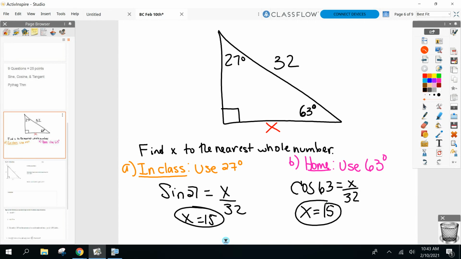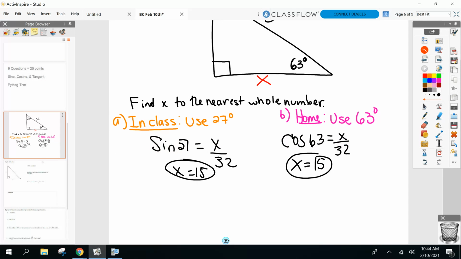Whoa. Hold on. Wait a second. We all got the same answer. People in class used sine, people at home used cosine, and they used two different angles, and still got 15. How is that even possible? Grab your calculator right now.